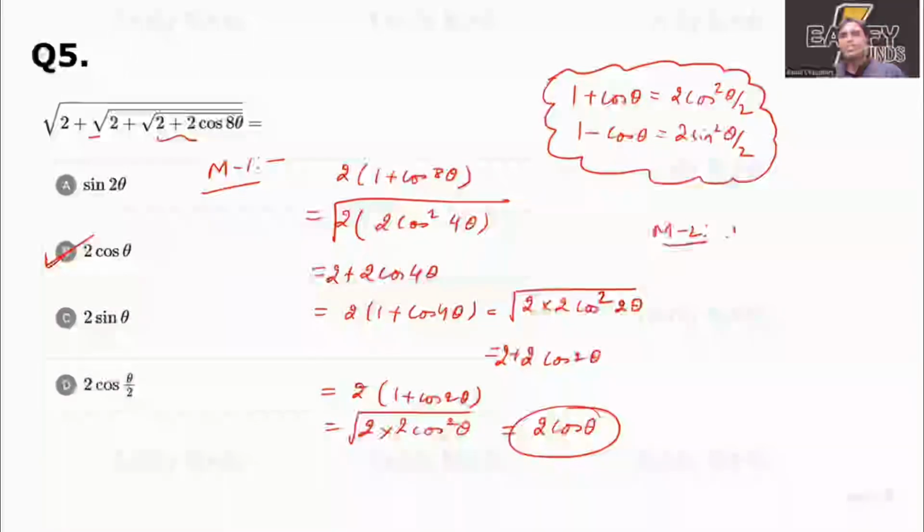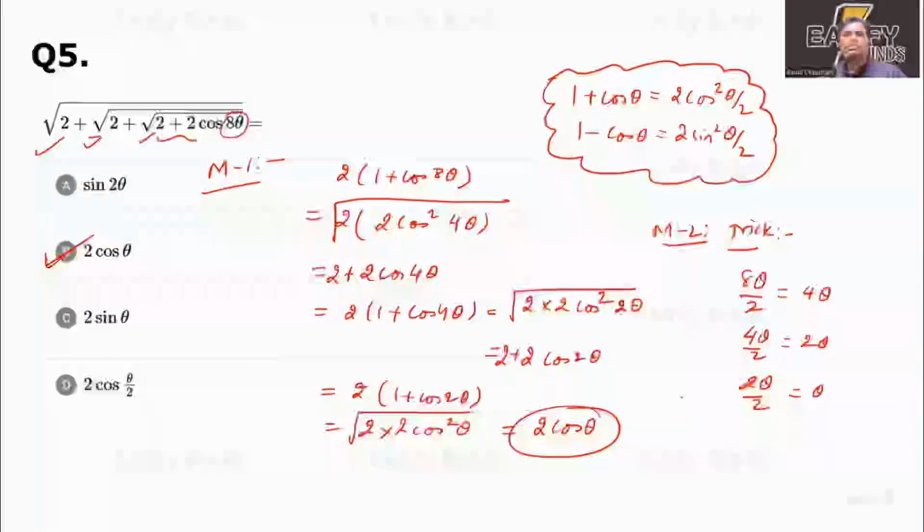We have another method, the trick. If this question comes, see how many times roots are there. Three times roots are there, 1, 2 and 3, and the angle is 8 theta. So you have to halve 8 theta three times. First I get 4 theta, then 2 theta, then theta. So my answer will be 2 cos of the final angle. The final angle is how much? Theta.